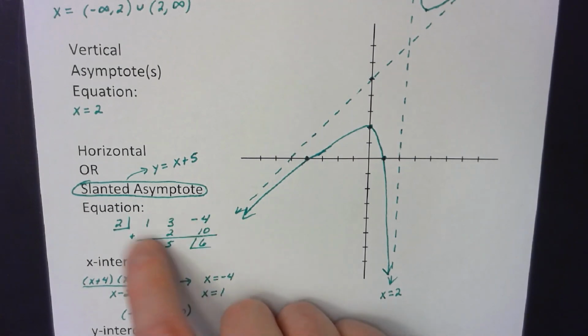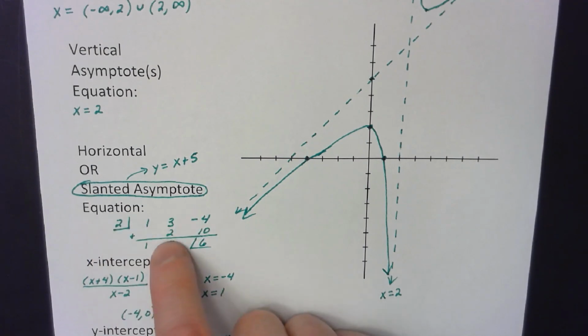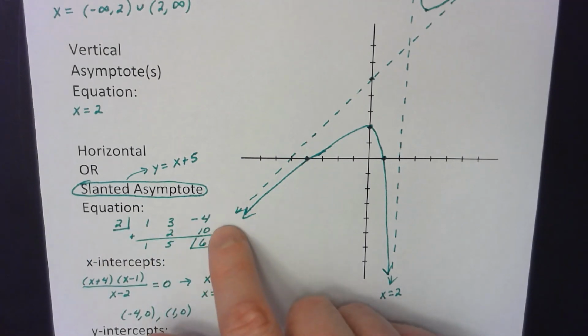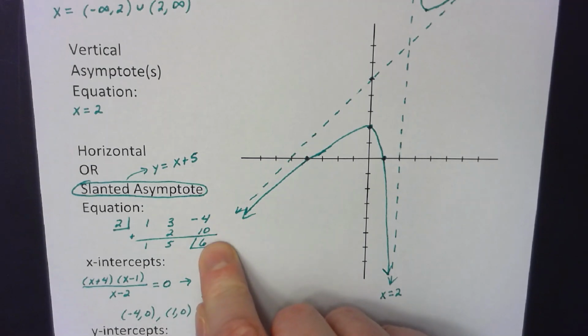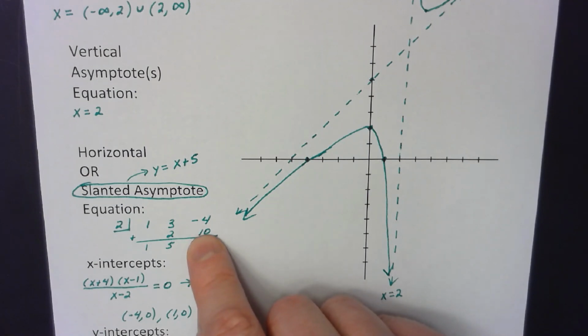The 1 came down. 2 times 1 is 2. 3 plus 2 is 5. 2 times 5 is 10. -4 plus 10 gave me a remainder of 6. Now remember, the slant asymptote is always y equals the quotient, and you ignore the remainder.